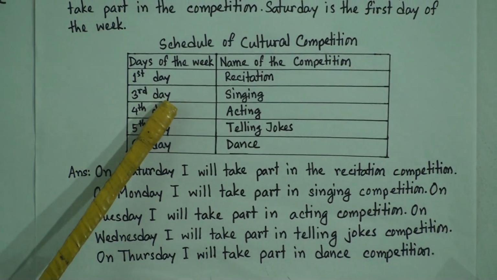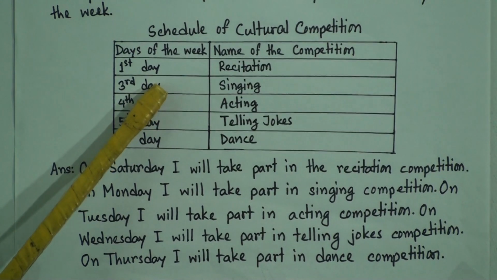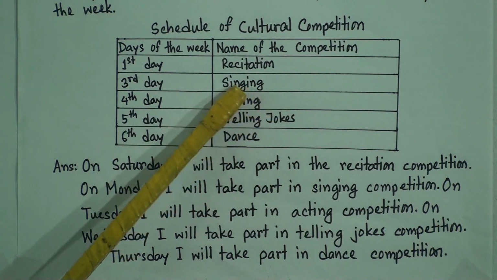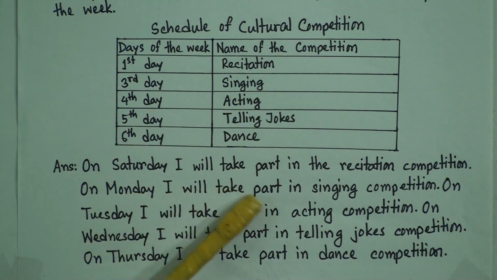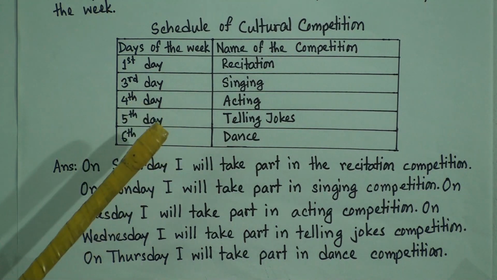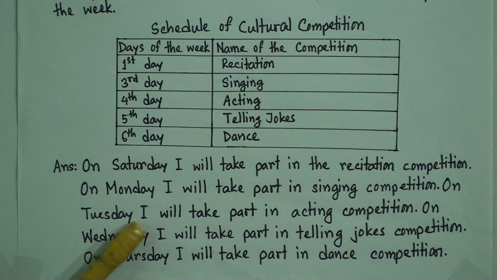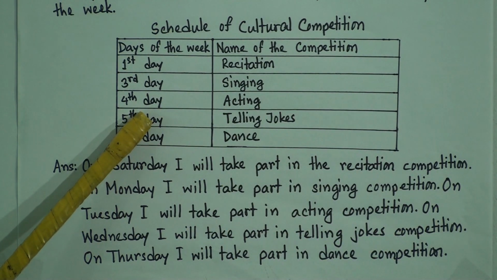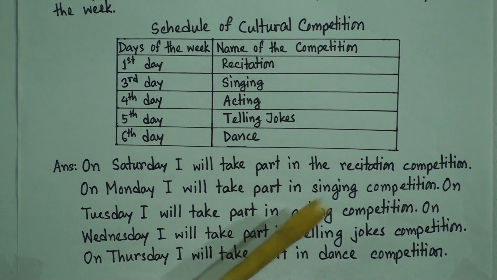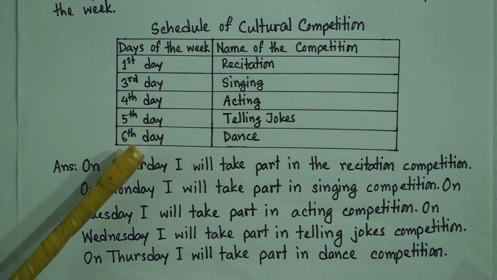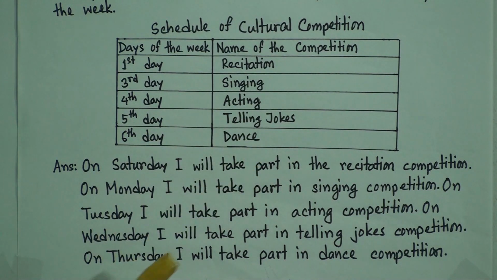Now third day, there's no second day. Third day means Monday, as we will skip Sunday. So Monday it will be singing. So on Monday I will take part in the singing competition. Now fourth day means Tuesday, it will be acting. So on Tuesday I will take part in the acting competition. Now fifth day means Wednesday, telling jokes. So on Wednesday I will take part in the telling jokes competition. Now sixth day means Thursday, it will be dance. So on Thursday I will take part in the dance competition.